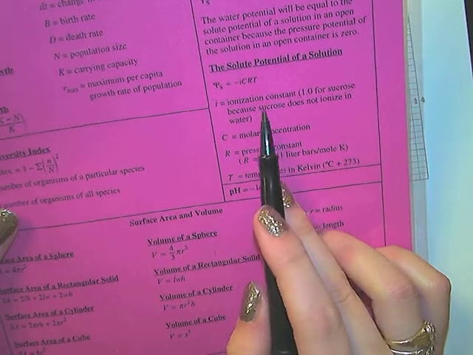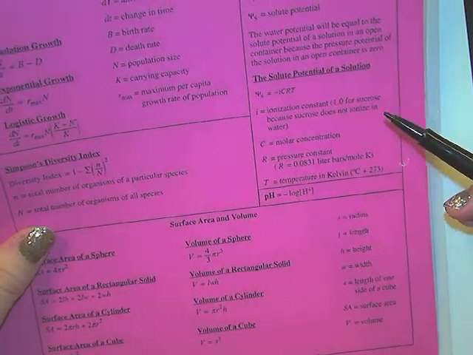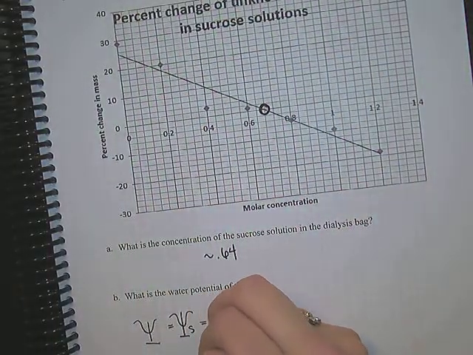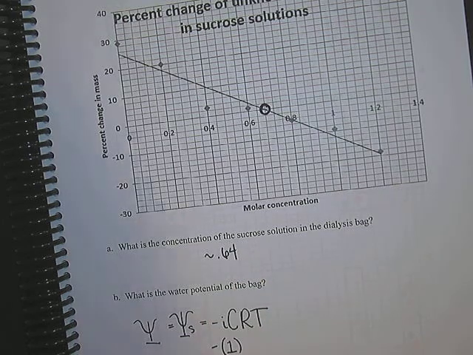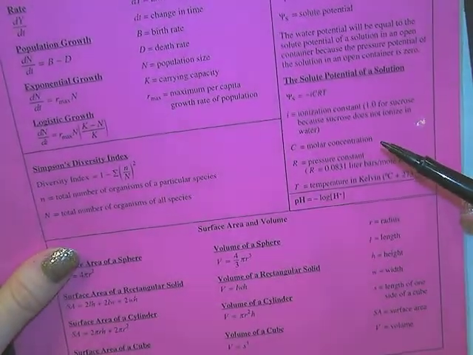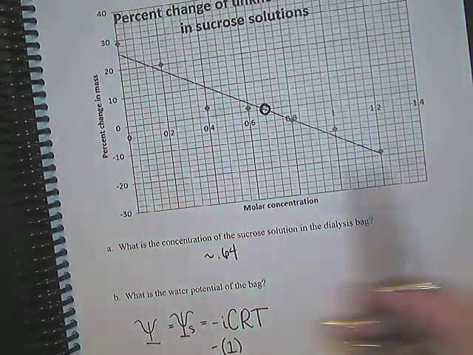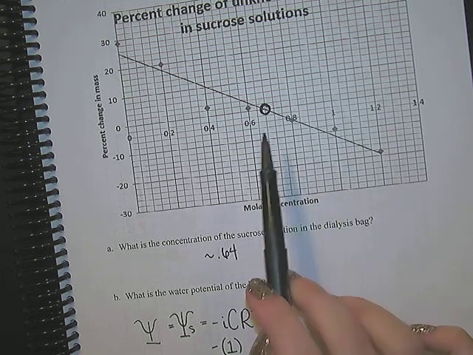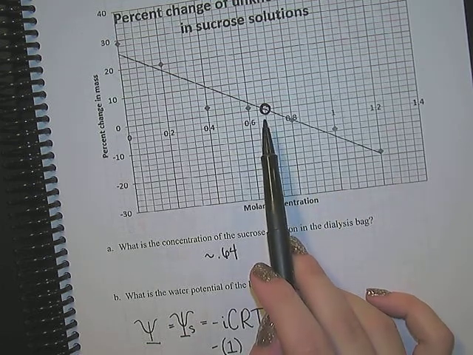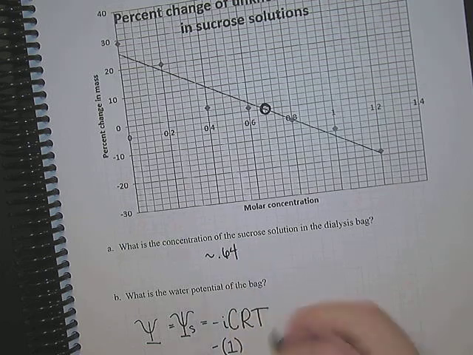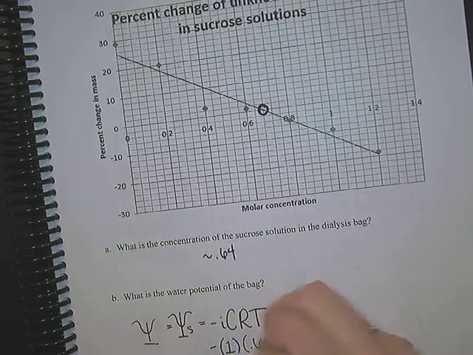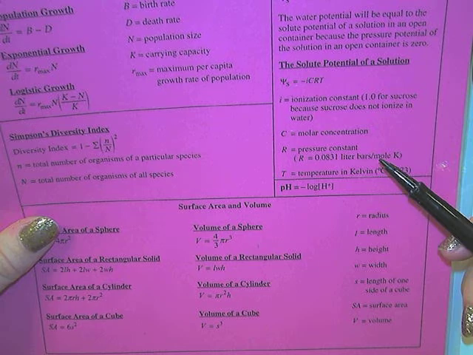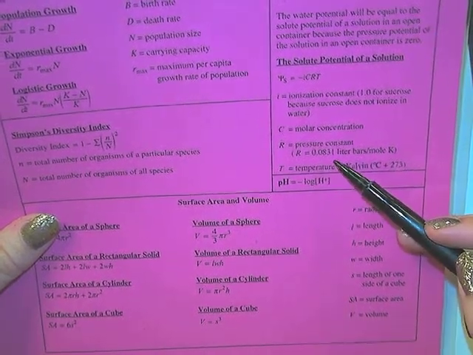The i is the ionization constant. In this case, we're talking about sucrose. It is going to be 1. So I'm going to put in a 1 here for my i. My C is going to be the molar concentration, which is the whole reason we needed to draw this best fit line and figure out the molar concentration of the unknown solution. So for my C, that is going to be 0.64. My R is going to be the pressure constant, which is 0.0831, and they give this to you.